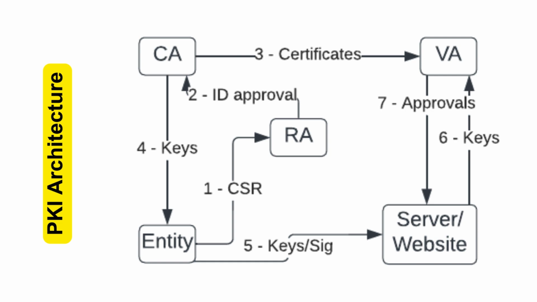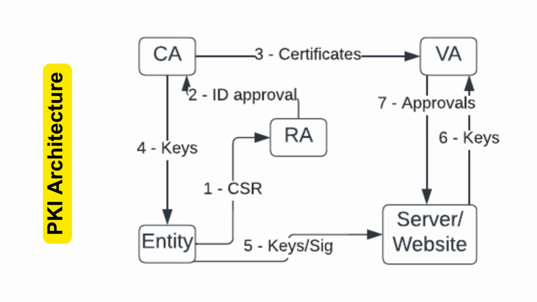So let's see how the PKI architecture works. Number one, the entity submits a CSR, the certificate signing request, to the RA, the registration authority. The registration authority, or RA, is responsible for verifying the identity of entities applying for digital certificates. This can include checking proof of identity or other credentials. The RA doesn't issue certificates itself but serves as a trusted agent for the CA. So the RA will call you or email you to verify your application details.